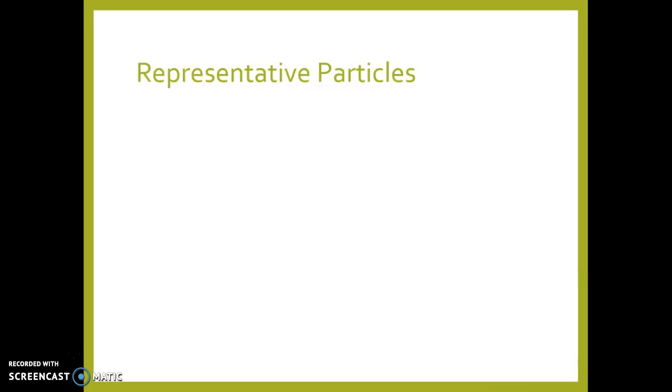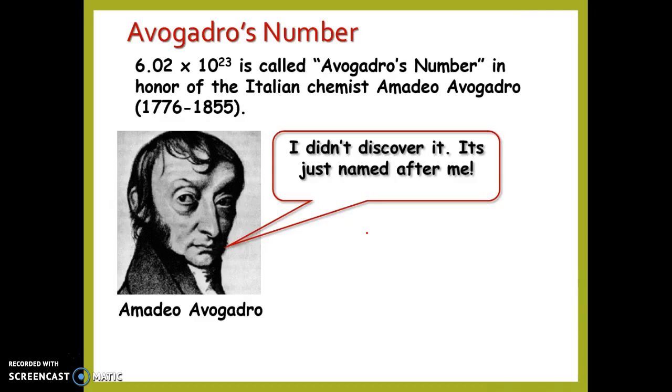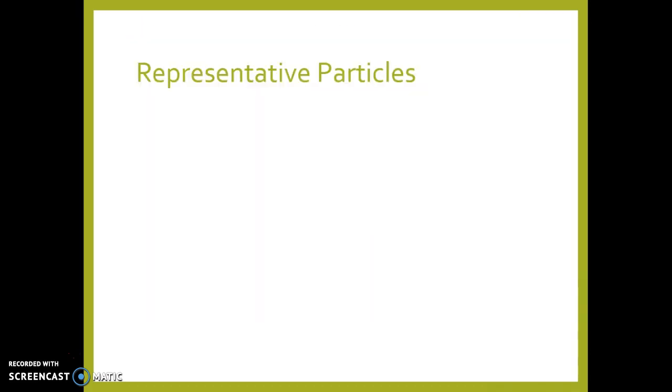So representative particles. Now this is where we come down to it. If we go back a couple slides, hang on, I forgot a word here. This should be particles. Okay, the word particles should be with that. So we need to define what the word particle means. That's what we're getting ready to do. What is a representative particle in science?